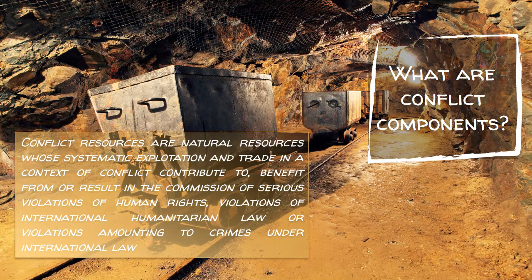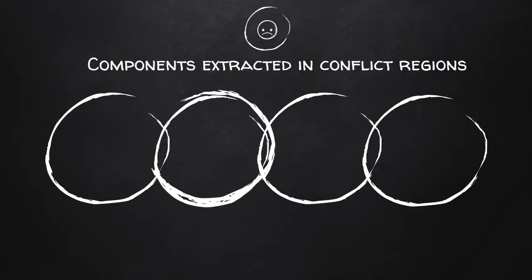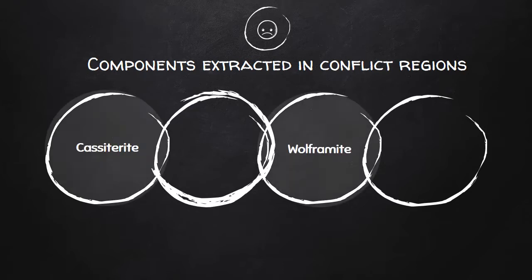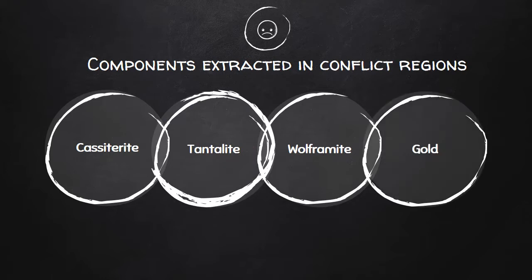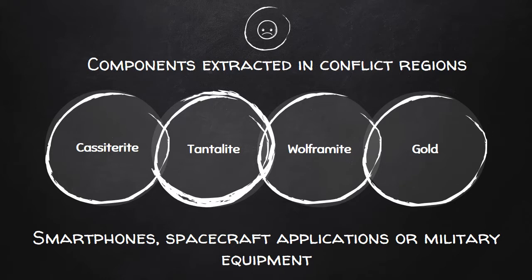under international law. The most commonly mined conflict minerals are cassiterite, for tin, wolframite, for tungsten, coltan, for tantalum, and gold ore, which are extracted from the eastern Congo. These minerals are essential in the manufacture of a variety of devices such as smartphones, tablets, digital cameras, spacecraft applications or military equipment. Sadly, nowadays, to manufacture these devices, the world is allowing the war.